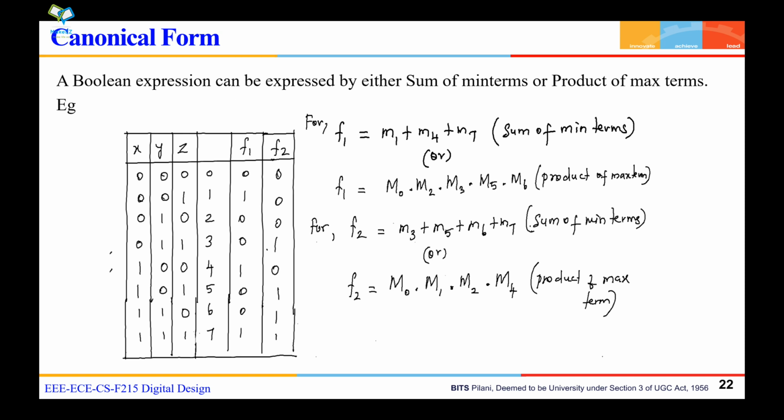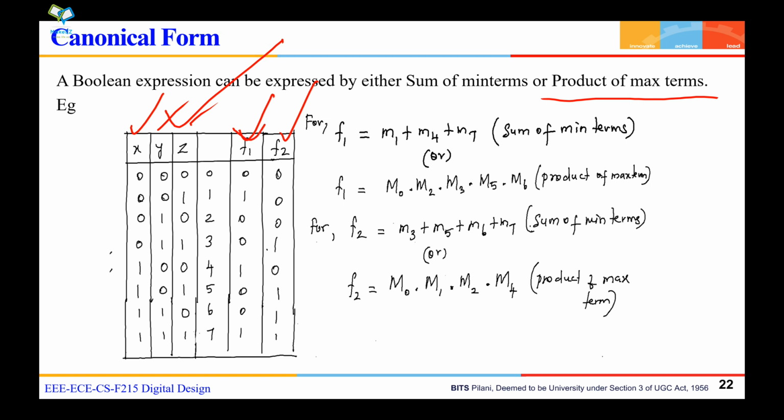For example, suppose you take a truth table which is written like this, and these are the Boolean variables, and this is a three variable Boolean function. So x, y, z. Now you have two functions F1 and F2. Now this F1 and F2 you should write in the product of sum form. Product of sum form means you are going to see the product of max terms. Now how to write this as a product of max terms?